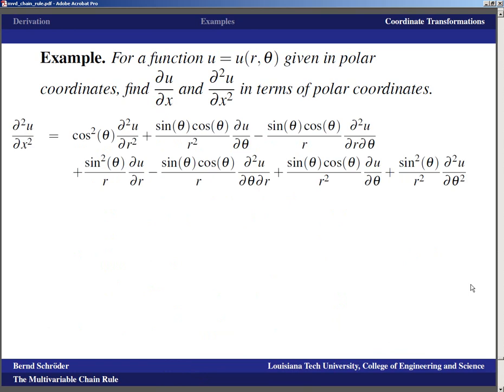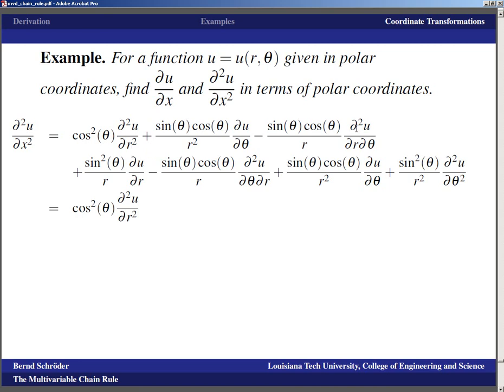Let's pull this over to the next panel. That is the same expression as before. Now all we can do is really collect terms. So I think the first one I wanted to collect is the second partial with respect to r squared, and that's where we just get cosine squared theta second partial of u with respect to r squared, because none of the second partials of u are with respect to r twice except for in the first term.